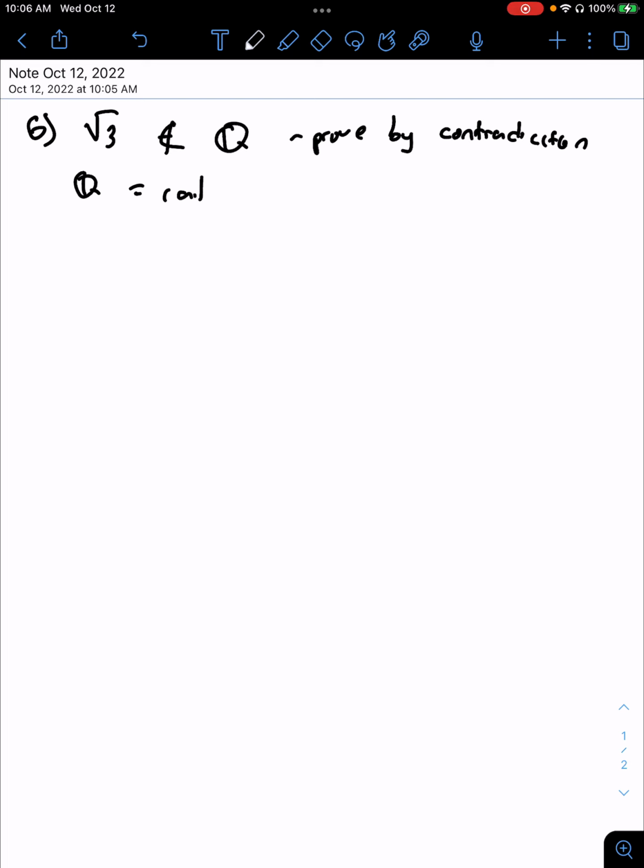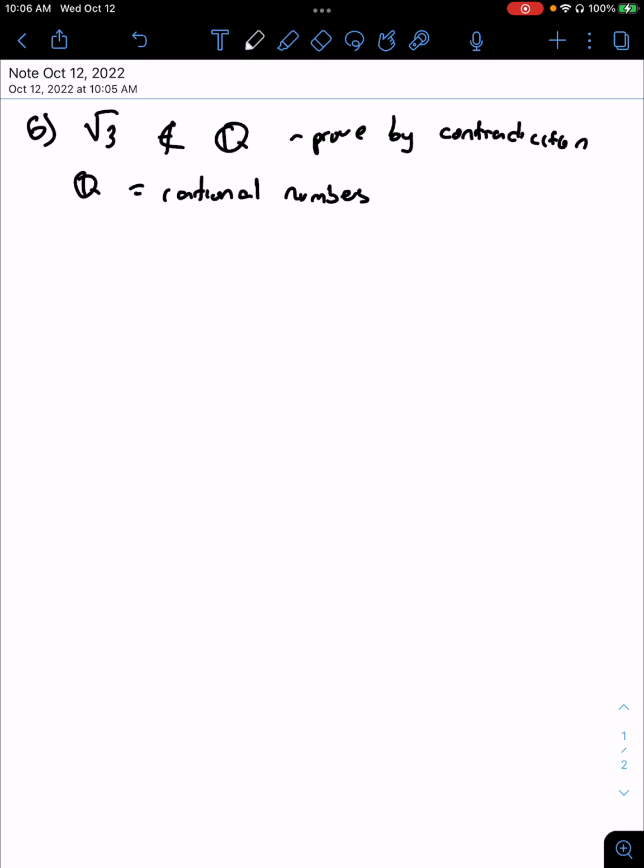So, for question 6, it tells us to prove that radical 3 is not an element of Q, right? And you have to prove it by contradiction, right? Spelled everything wrong, but it's fine. And if we remember from the last test, Q is the rational numbers, right?